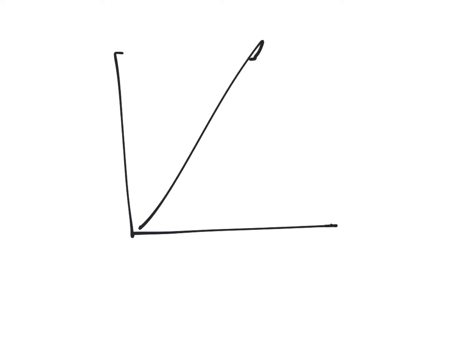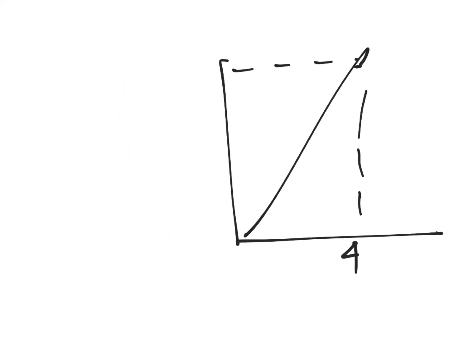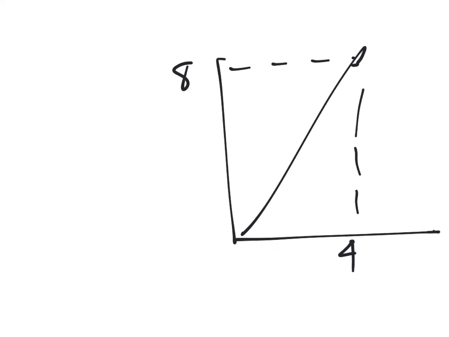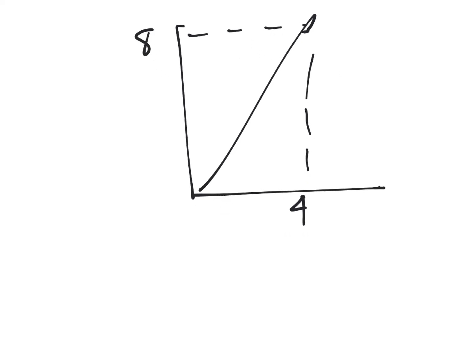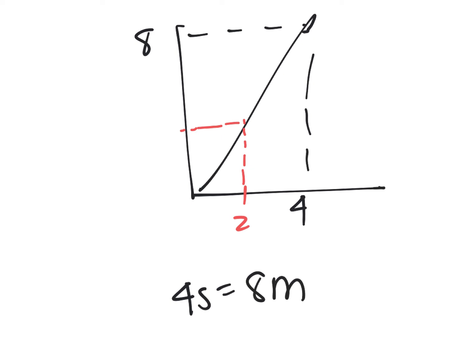Question number 5 shows a graph, and it looks something like this: 4 and 8. It asks the displacement in meters after 2 seconds. Now, if 4 seconds is 8 meters, 2 seconds would be 4 meters.